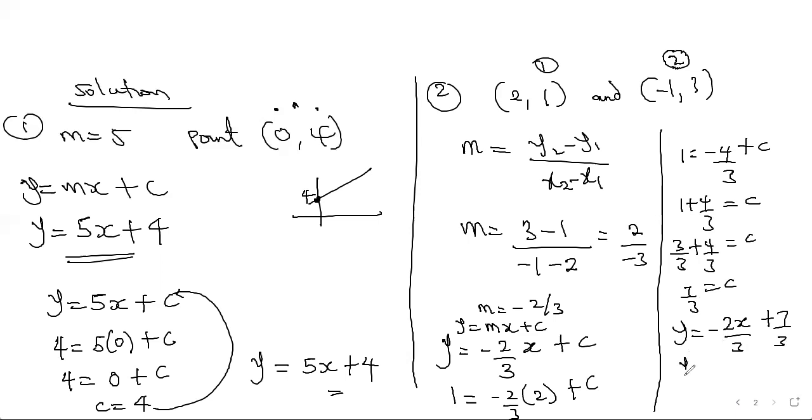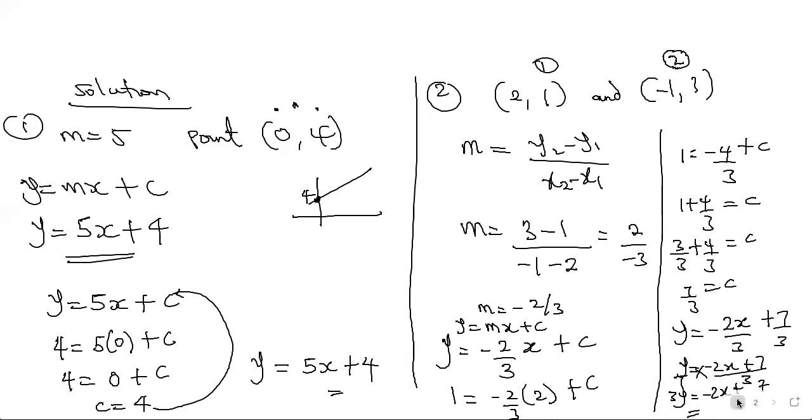So I can write this as y equals minus 2x plus 7 all over 3. So if I cross multiply, then I'll have 3y equals minus 2x plus 7. So that is the equation of the line. If you like, you can bring this minus 2x to this side, then you have 3y plus 2x equals 7. Okay, so that's the solution.